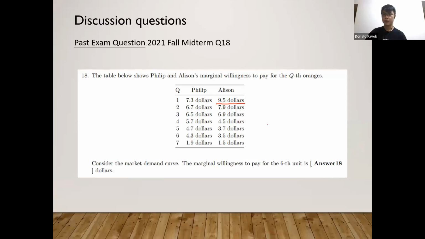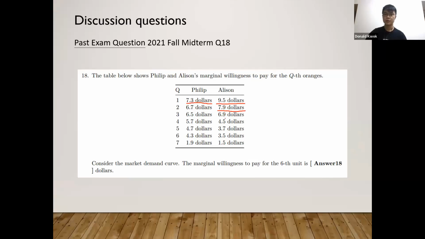Right, so continue with this series of questions. Let's say the price is a little bit lower at $7.9. Then the market quantity will be 2, which are both purchased by Allison. And the willingness to pay for the second unit would be $7.9, reflecting the willingness to pay of Allison. And let me demonstrate one more unit. If the price is a little bit lower, let's say $7.3, then the market quantity is 3, and the third unit is purchased by Philip. And the willingness to pay of the third unit is $7.3, reflected by Philip.